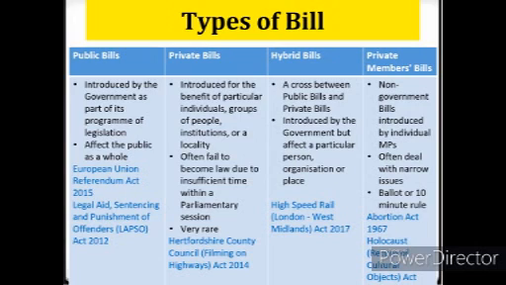You sometimes have hybrid bills, and these are bills that cross over. So they are both public and private bills, but still introduced by the government. So, for instance, the High Speed Rail Act 2017 is an example of a hybrid bill.